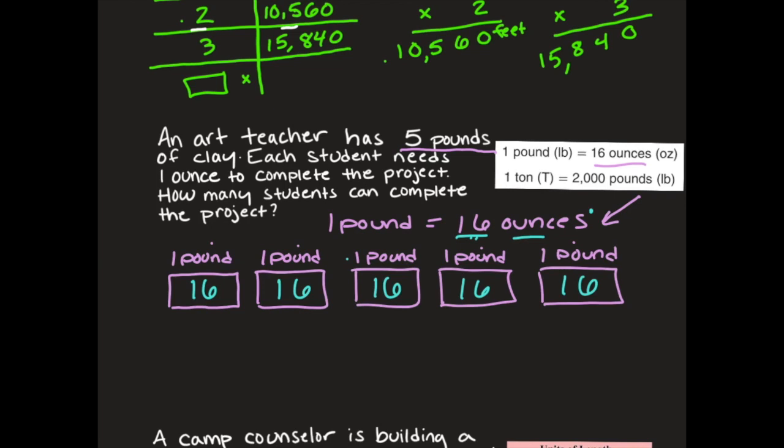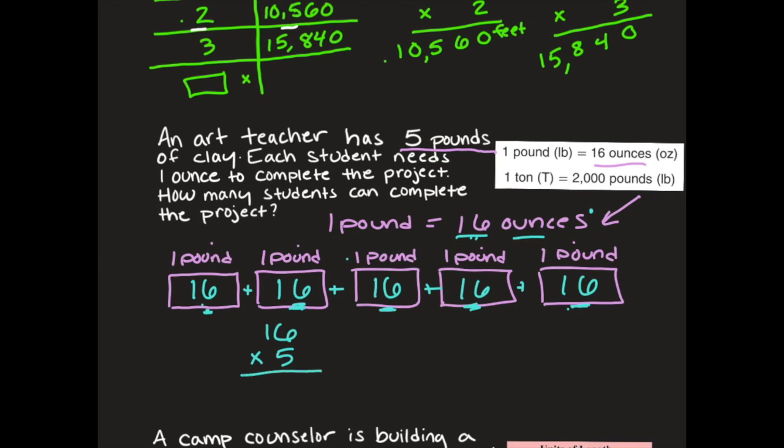I could add up 16 plus 16 plus 16 plus 16 plus 16. I'm going to put plus signs in between here, and you could add those together. Another way is to take 16 and multiply it 1, 2, 3, 4, and 5 times. I'm going to go ahead and do that.